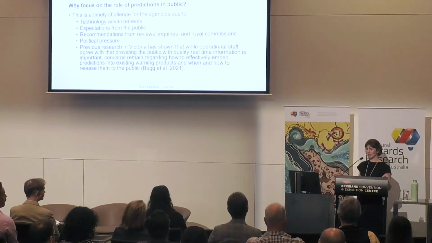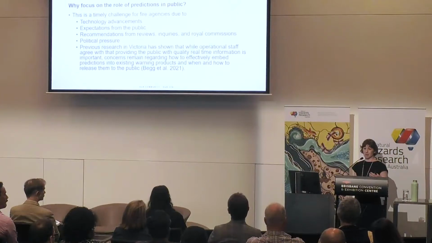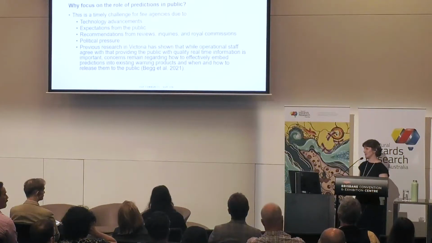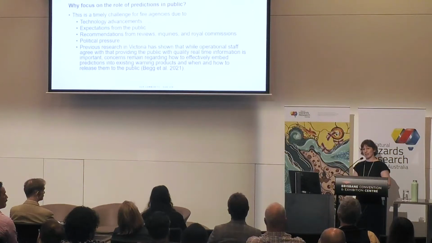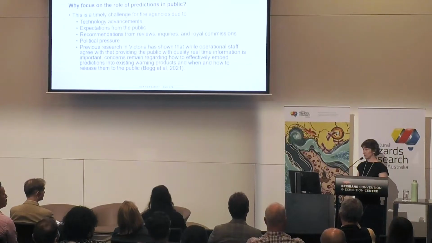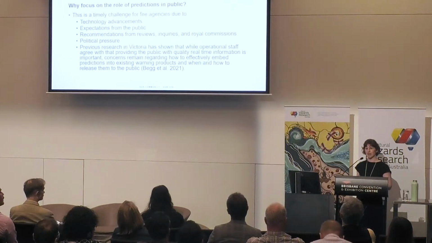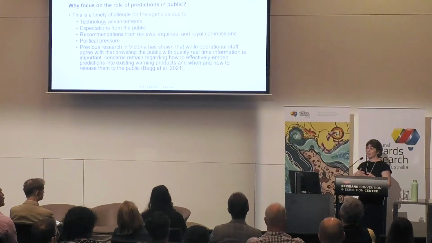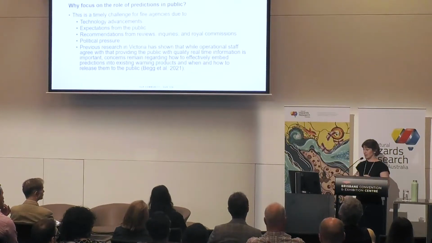Should we be developing these? Should we be thinking about what capabilities we need, what resourcing? Should we be automating this? What should we be doing to make sure that, should we even have these products during future fire seasons across all jurisdictions? And we did a little bit of research in Victoria a couple of years ago, and we asked operational researchers, well, what do you think? Should this information be released to the public? And overwhelmingly, people told us that yes, of course, more information is better, but there were concerns about how to effectively embed these new products into existing warning products and when and how they should be released to the public.